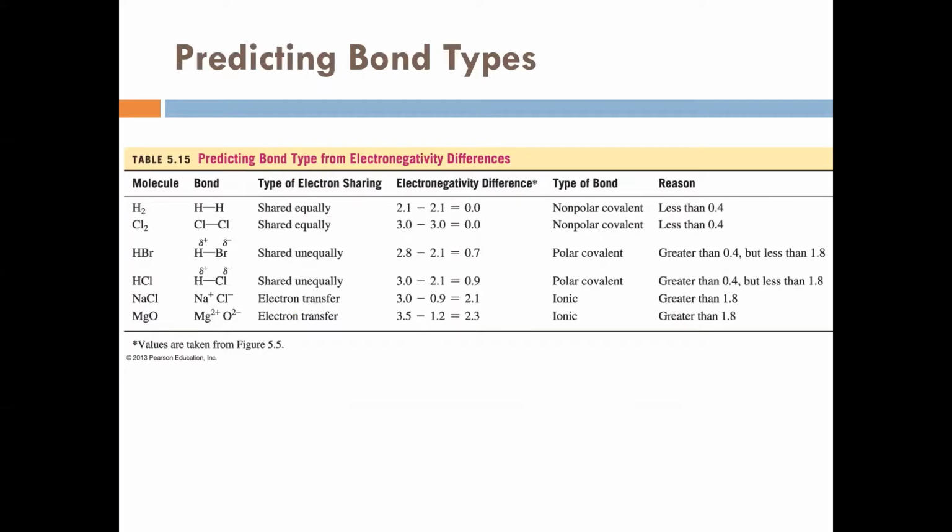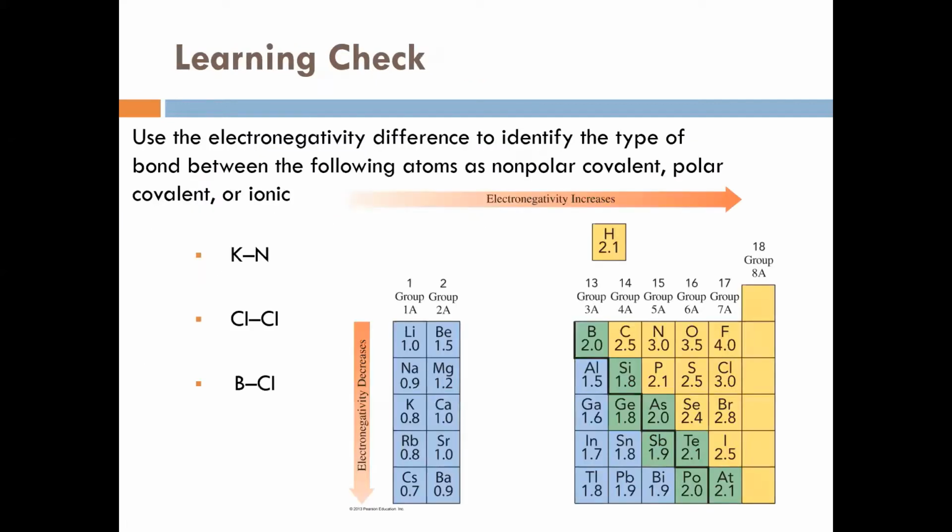So here, just giving you some more examples. If I ask you to look at the difference here and use the chart, this would be a very good example of what you'll see on an exam. I want you to take the difference and tell me whether these are nonpolar covalent, polar covalent, or ionic bonds.